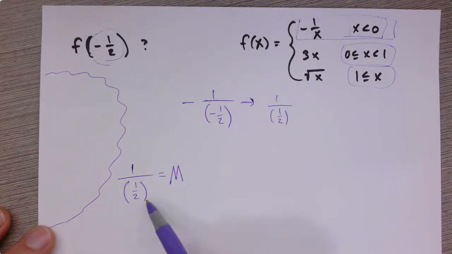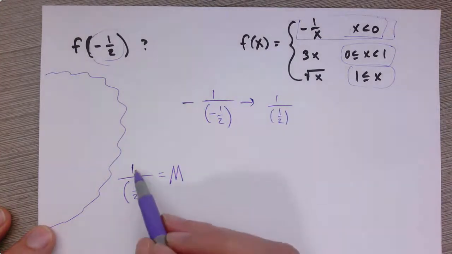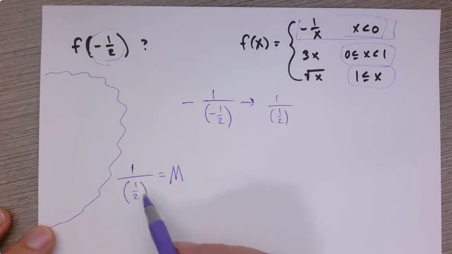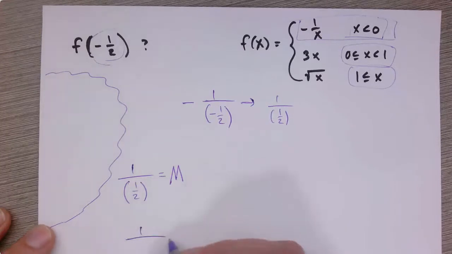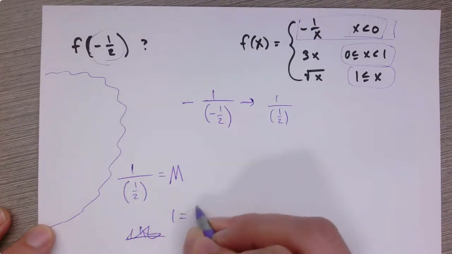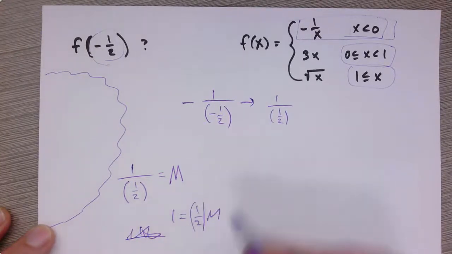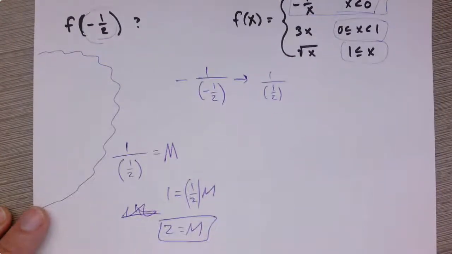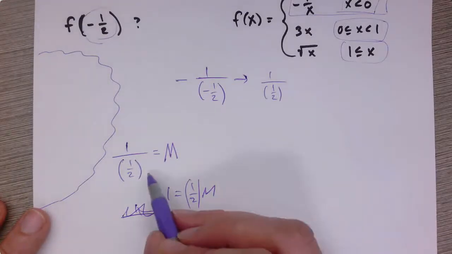Well, I can solve for m the same way you'd solve for anything else. So what am I going to do? I'm going to multiply by the denominator here. So I've got 1 equals 1/2 m, right? Because I just multiplied by the denominator. If I want to isolate m, I know I could multiply by 2 on both sides. So now I've got m equals 2. So that can always work for you.